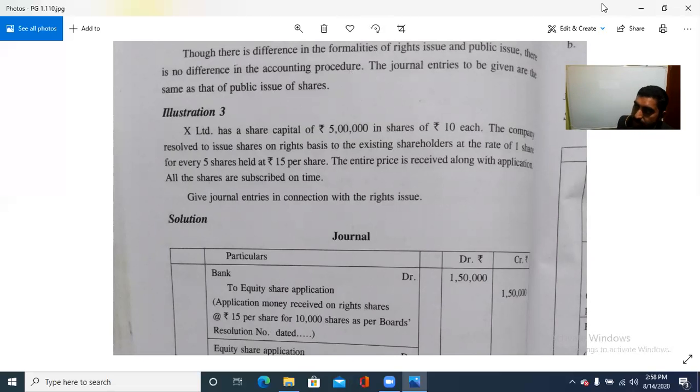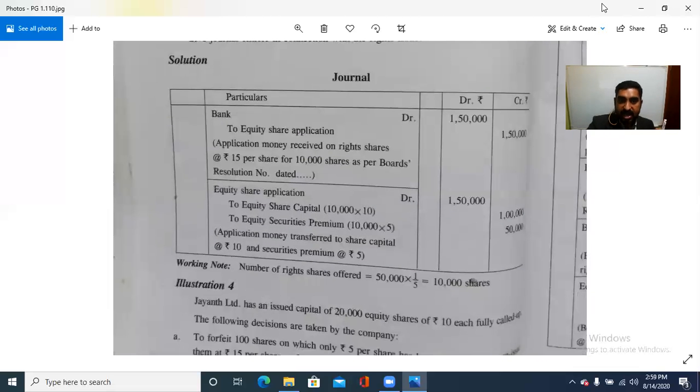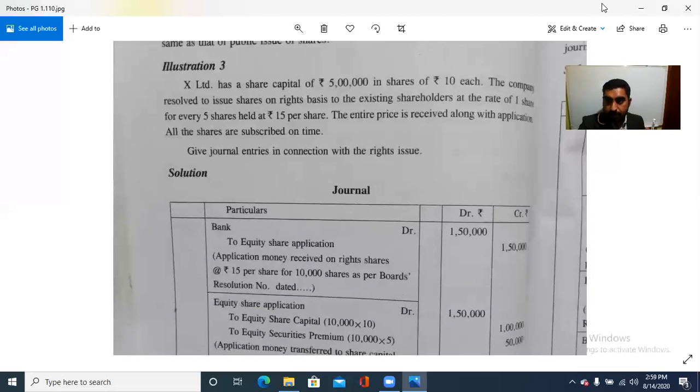So in such a case, how is it to be? For the application money, bank account debtor to share application at the time of receiving the application money, and equity share application account debtor to equity share capital, and there is a premium, since it is rupees 10 each issued at the rate of rupees 15 each for the rights issue.